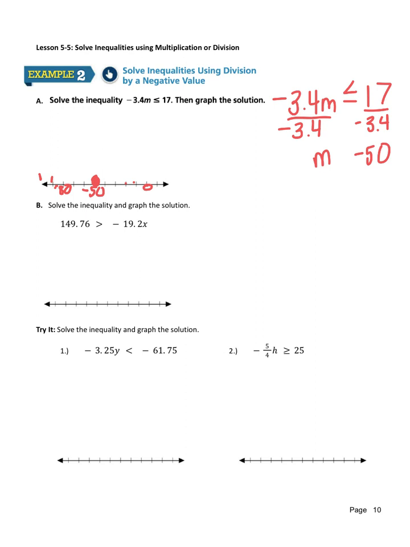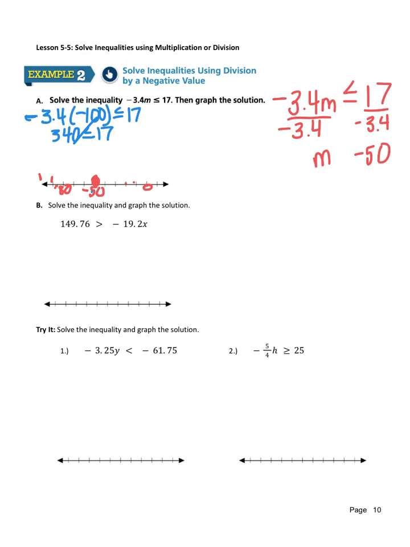So I'll check it. I have negative 3.4 times negative 100. Would that be less than or equal to 17? Well, a negative times a negative is a positive, so this will be positive 340. Is 340 less than or equal to 17? No. So that means this is not true, and the numbers on the left of negative 50 will not work.